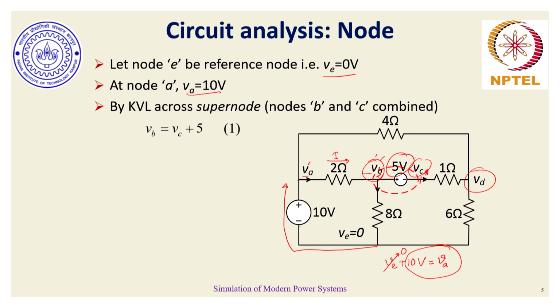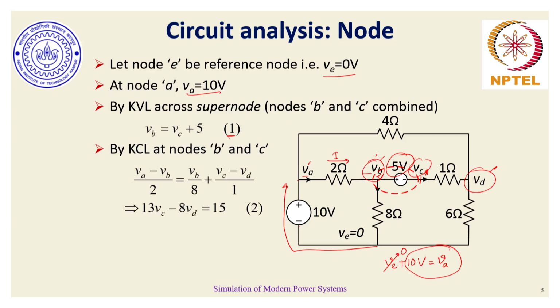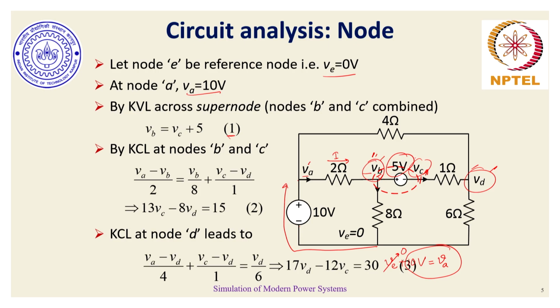Across the super node, we apply KVL, and hence we get one equation. We have VD also as another unknown. We have 3 unknowns, so we need at least 3 equations. So how do we find the other equations? We apply KCL at the super node of B and C, and also apply KCL at node D. Since B and C form a super node, we apply KCL there.